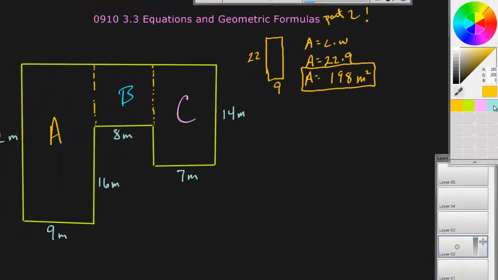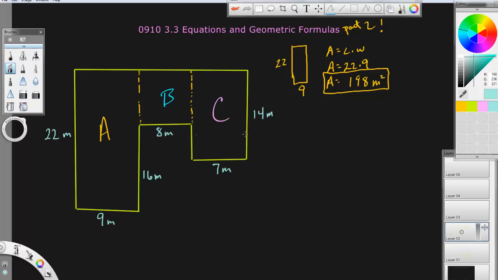Our blue rectangle now, this is the one. Let me sketch this. We have a thing that looks, and that's wavy. The bottom here is 8. From here to here is 8. But how long is this line? Well, it is 22. It's that distance minus this distance.